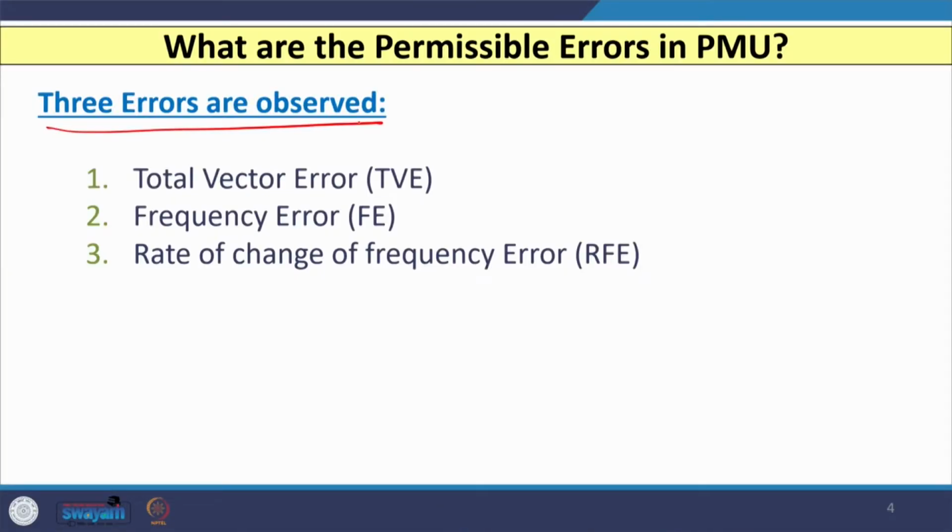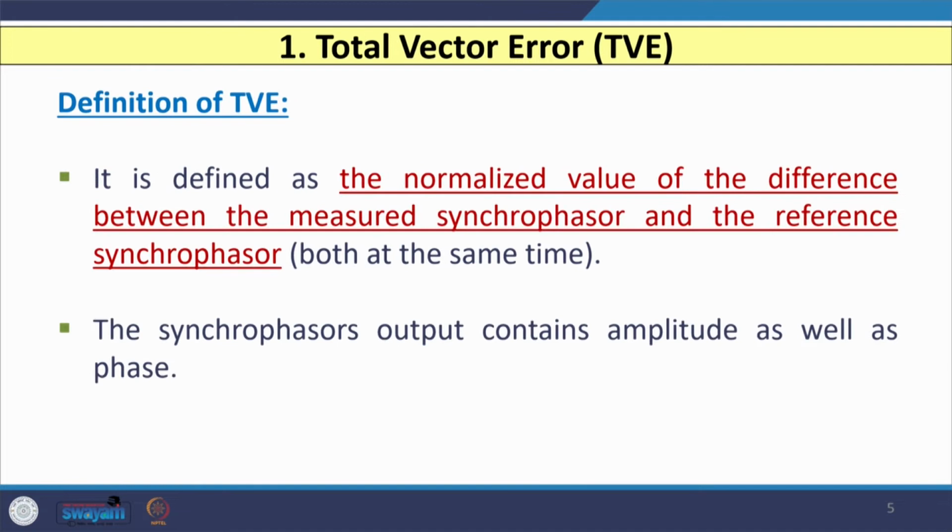Normally three errors are observed in a PMU, and these are known as total vector error, denoted by TVE, the second is the frequency error, denoted by FE, and the third is the rate of change of frequency error, denoted by RFE. We will discuss each of these errors one by one. Let us start our discussion with the total vector error, TVE. How do we define total vector error?